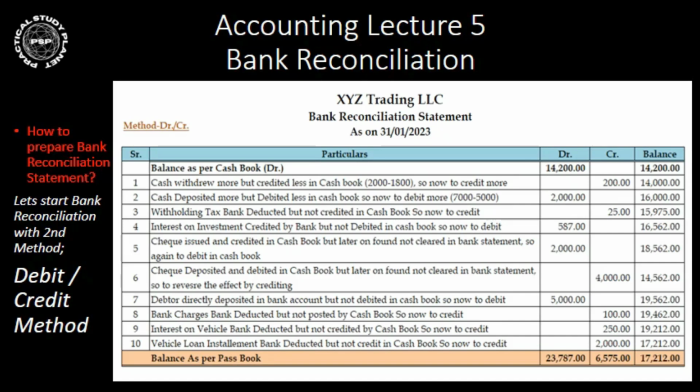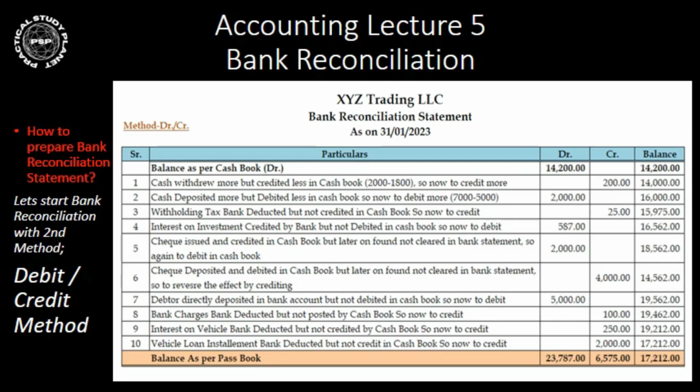So let's see the another method, that is the debit and credit method. This is very simple and easy. We will show the comparison also in our next slide. So there are 10 discrepancies. First, the cash withdrew more but credited less in the cash book, so the difference 200 will be credited now. So the cash deposited more but debited less in the cash book, so now to debit more 2000.